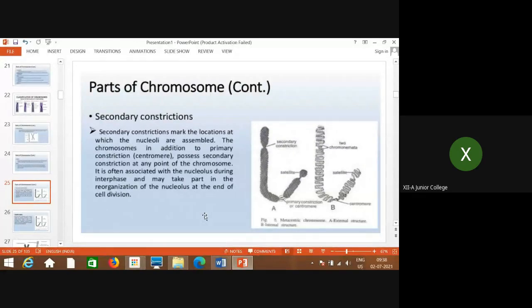If you remember the cell cycle, two important phases we have learned: one is interphase and the other is the cell division phase. In the cell division phase, that is mitotic division, there are different stages: prophase, metaphase, anaphase and telophase. And when this is completed, what is the phase? That is the interphase. So in the interphase, the position of the secondary constriction is seen, whereas during cell division, the secondary constriction may change its position. So that is the role of the secondary constriction: reorganization of the nucleolus may take place.